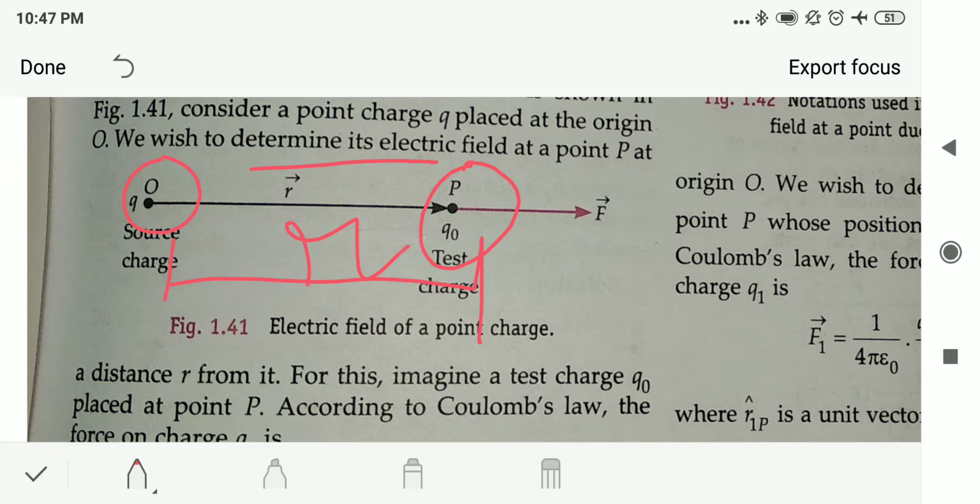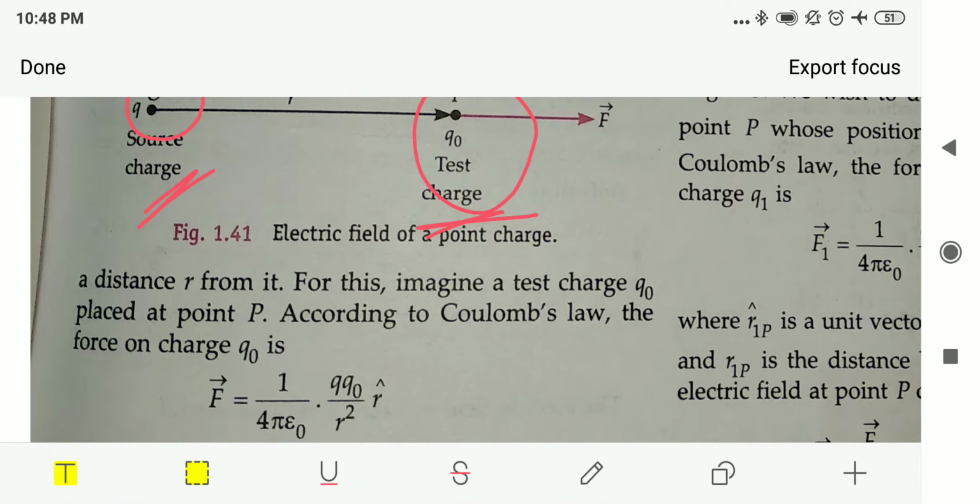For this, we will imagine a test charge. Here at point Q we have placed a test charge. A test charge is basically a very small charge. It will not exert a force on the source charge because, as its name suggests, it is a charge we take just for experimenting, and it is very small. So due to this charge, the electric field will not be affected at the source charge.